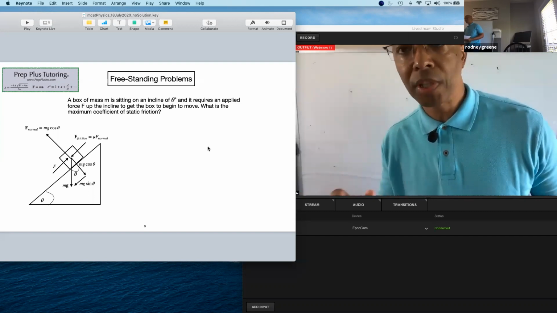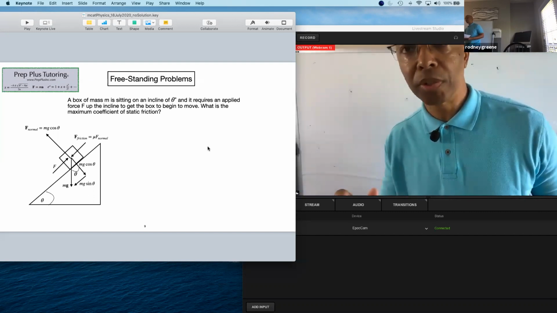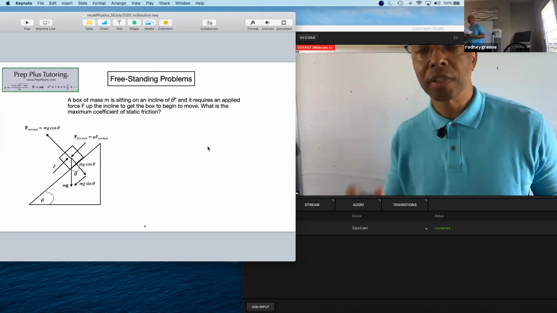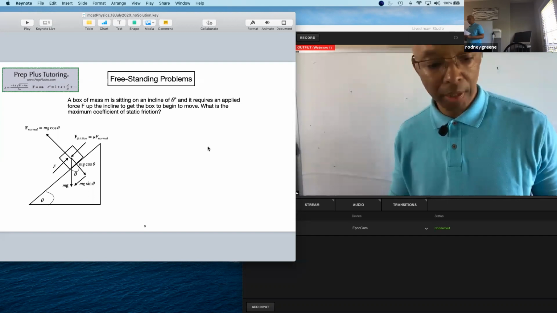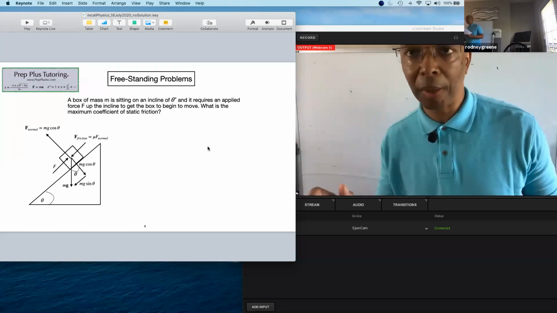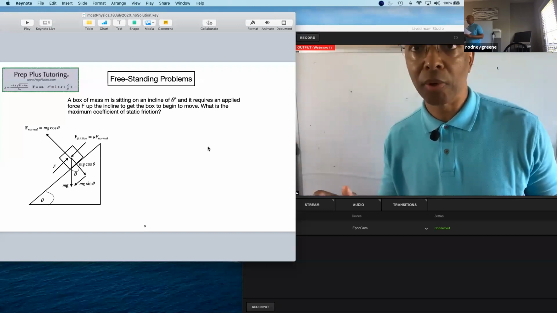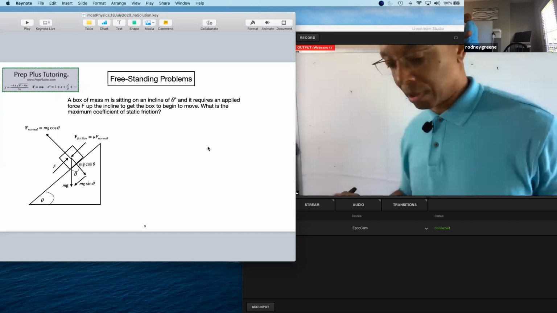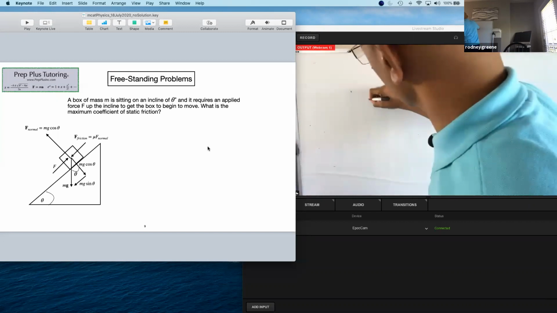So the first thing, as I said a few slides ago, with these force questions, oftentimes the first thing you want to do is draw a picture. And the picture you want to draw is a free body diagram. So we're going to focus on that box. All the forces acting on that box act as though they're acting on a dot, which is the center of mass of the box. So here's our dot.